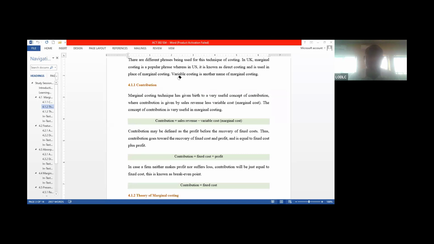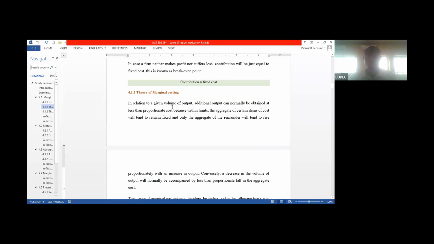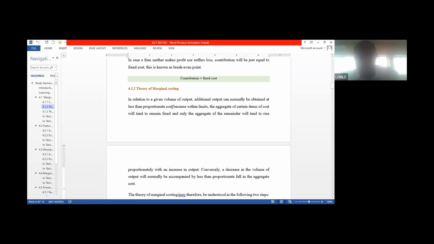The theory of marginal costing. So in relation to a given volume of output, additional output can normally be obtained at less than proportional cost, because within limits, the aggregate of certain items of cost will tend to remain fixed, and only the aggregate of the remainder will tend to rise proportionately with increase in output. Conversely, a decrease in the volume of output will normally be accompanied by less than proportional fall in the aggregate cost.